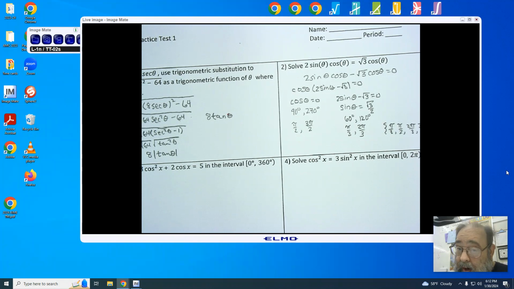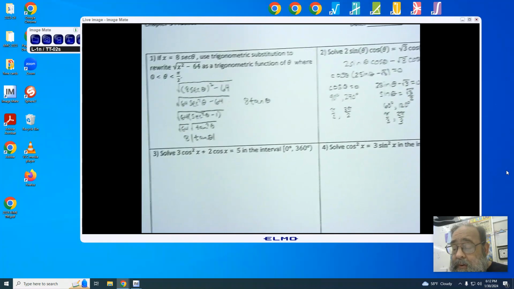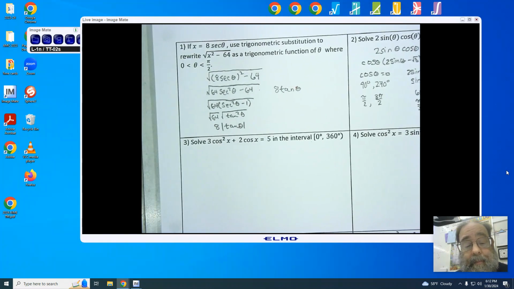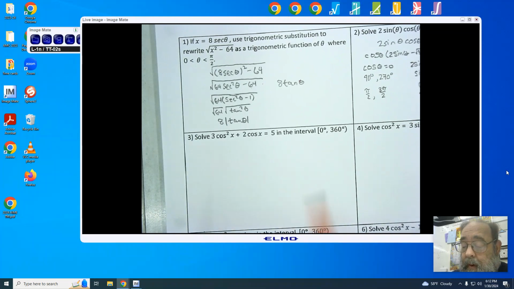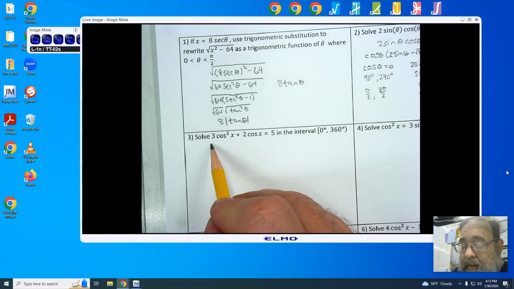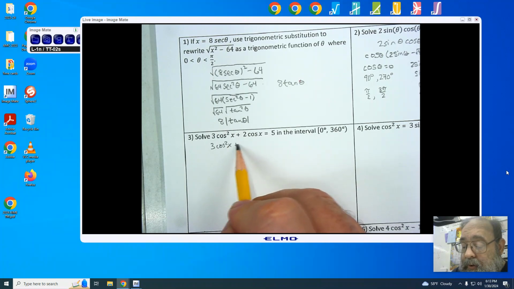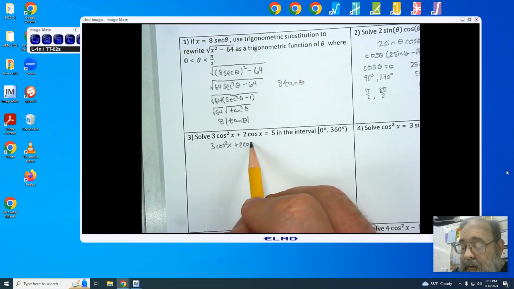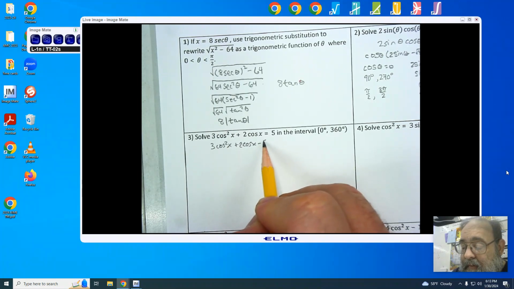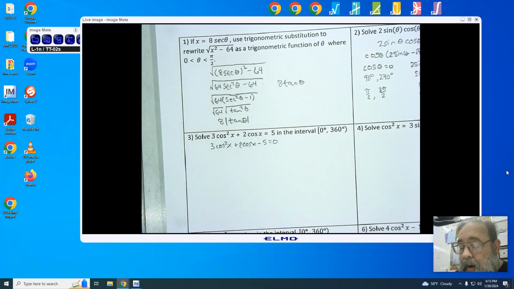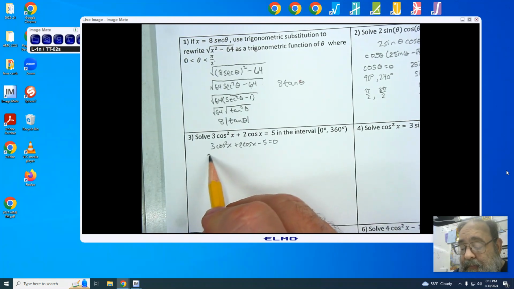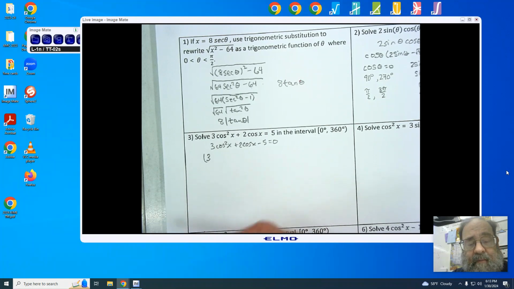This does require you to use your ratios, so make sure you have studied them. Number 3. Notice in number 3 we have a quadratic cosine and we have a cosine that's to the first power. I'm going to rewrite this as a cosine quadratic, or quadratic of a trigonometric function. To do that, I'm simply going to subtract 5 and set it equal to 0.